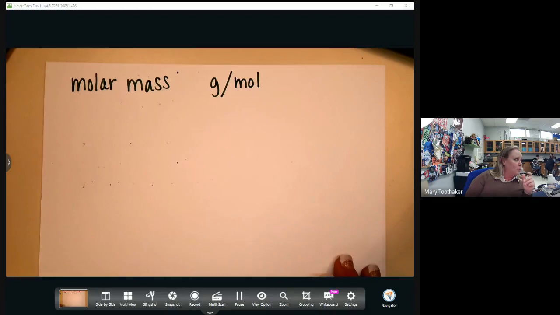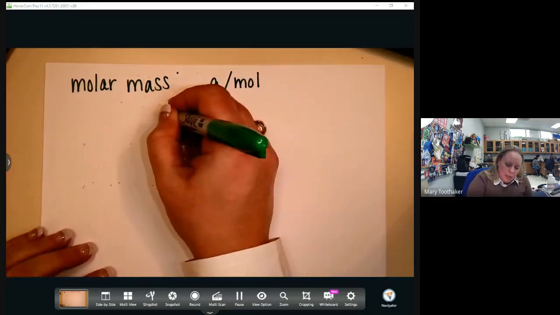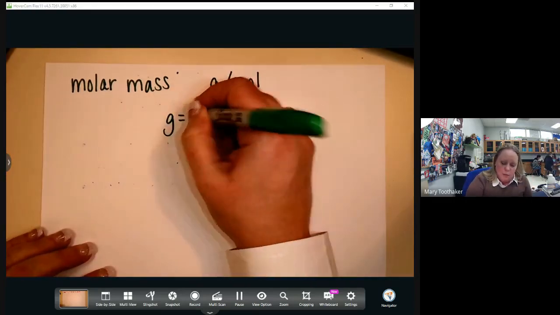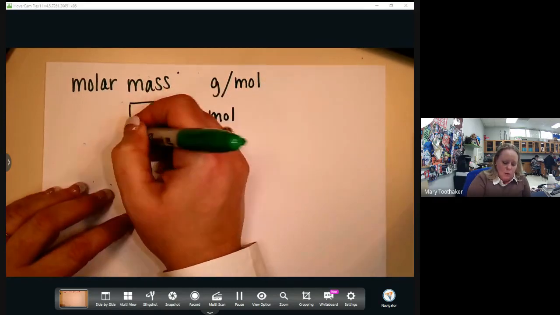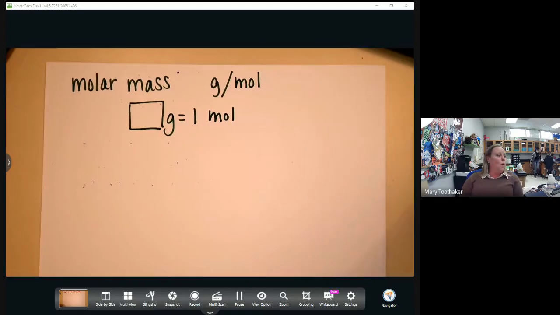Molar mass is always grams per mole, grams per 1 mole. And this is a conversion factor. Grams is equal to mole. There is going to be a number that goes here next to the grams. Where would I find that number? The grams per mole of an element or a compound. There you go. You would find that on the periodic table.